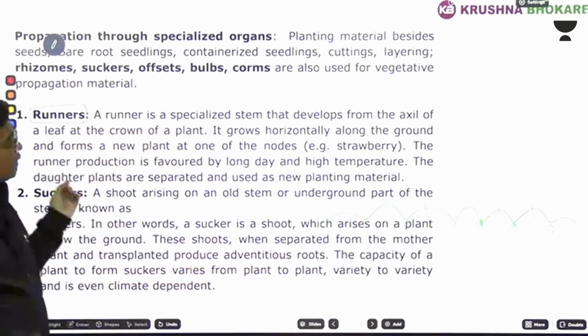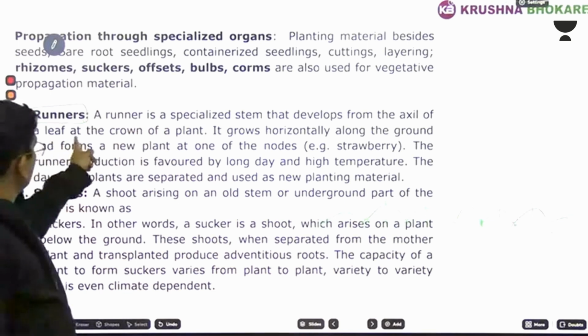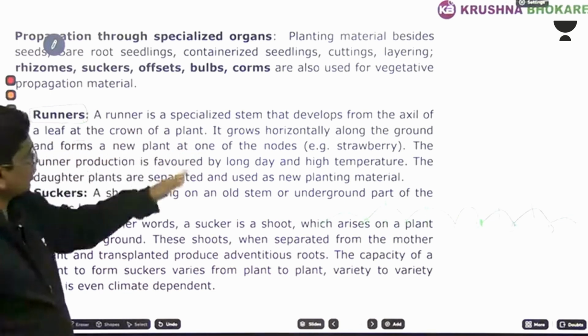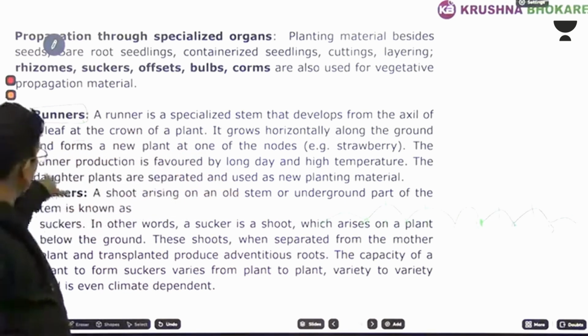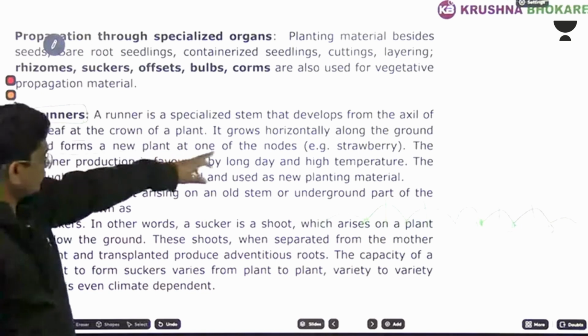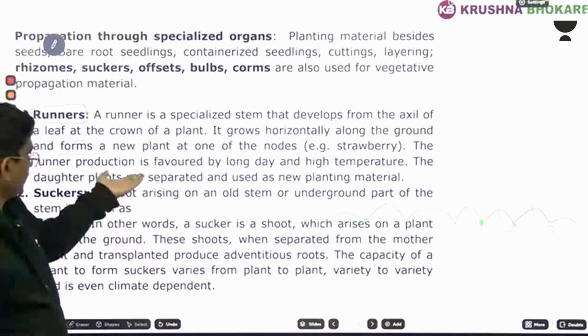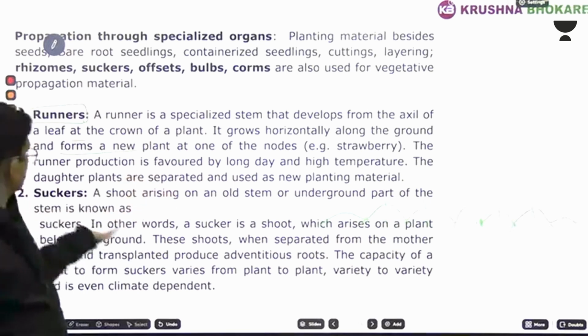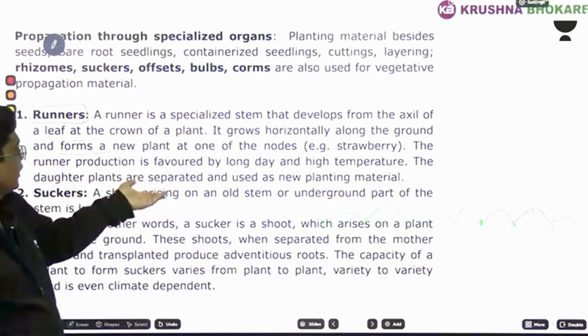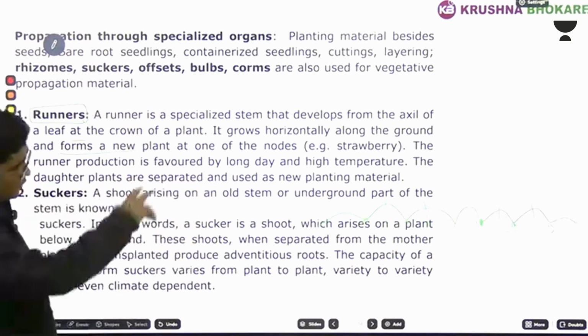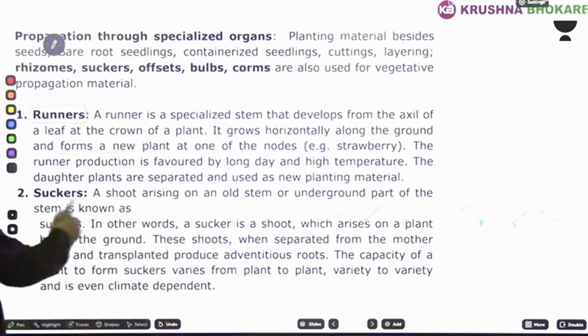A runner is a specialized stem developed from the axil of the leaf at the crown of a plant. It grows horizontally along the ground and forms a new plant at one of the nodes, like in strawberry. Runner production is favored by long day and high temperature. Then daughter plants are separated and used as new planting material.